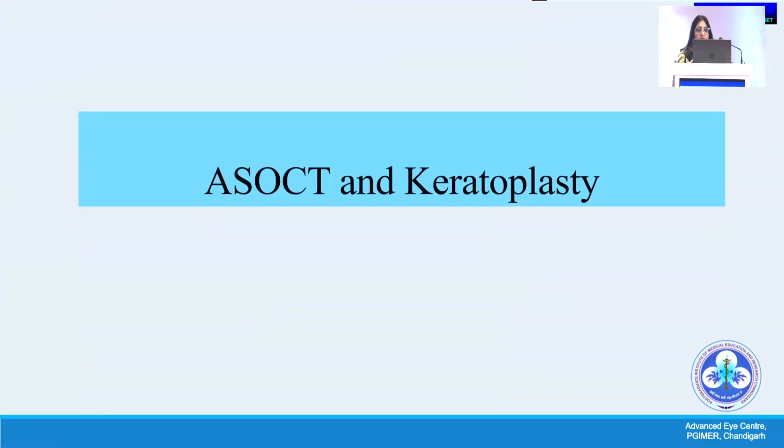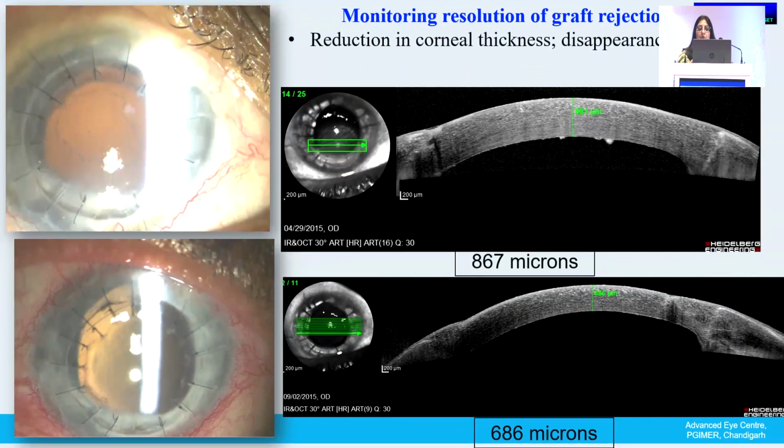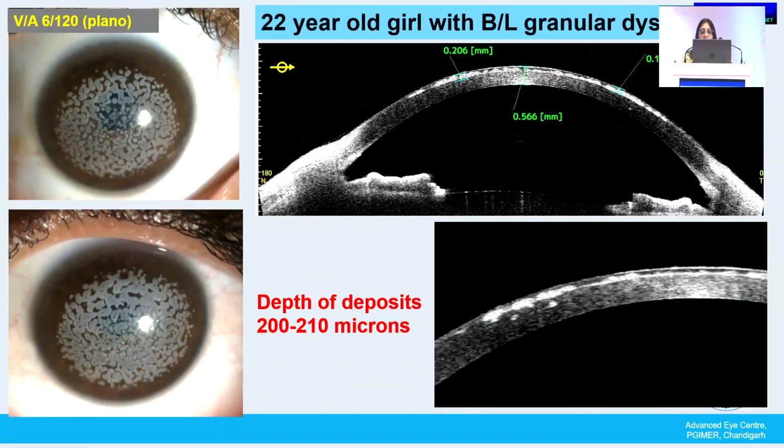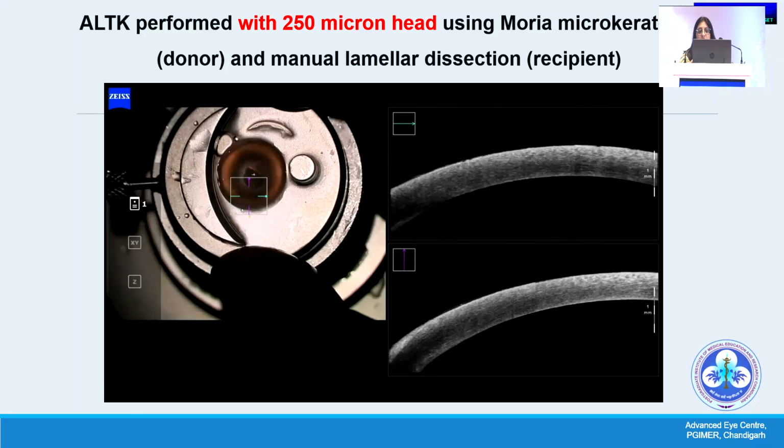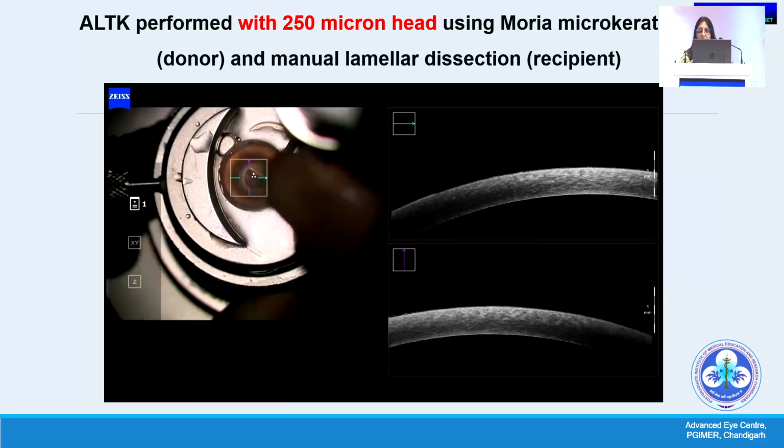ASOCT can also be used in keratoplasties, for example, to monitor the graft thickness in these cases of corneal rejection. As the graft thickness goes down, we know that the rejection is improving. This is a case with bilateral granular dystrophy. The depth on the OCT helps us to plan the surgery. This was 200 micron depth. We planned the ALTK with a 200 micron head, using the 250 micron head because that's what we have available.